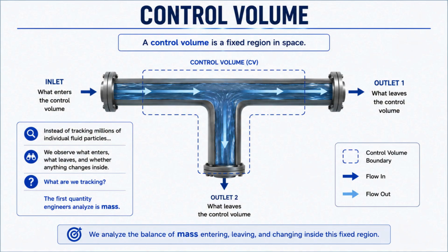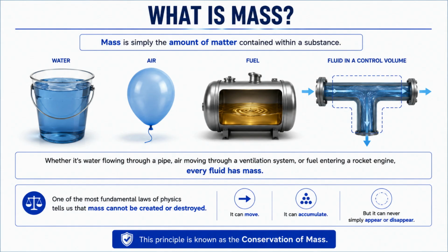Now that we have our control volume, we can ask an important question. What are we tracking? The first quantity engineers analyze is mass. Mass is simply the amount of matter contained within a substance. Whether it's water flowing through a pipe, air moving through a ventilation system, or fuel entering a rocket engine, every fluid has mass. One of the most fundamental laws of physics tells us that mass cannot be created or destroyed. It can move, it can accumulate, but it can never simply appear or disappear. This principle is known as the conservation of mass.